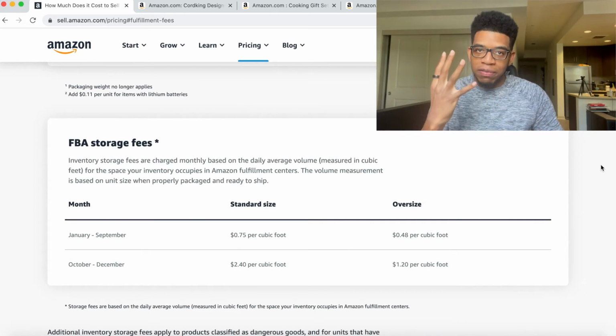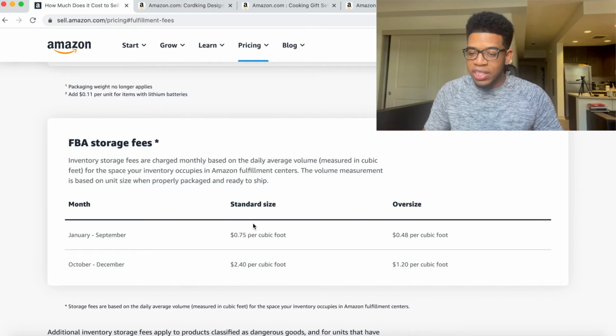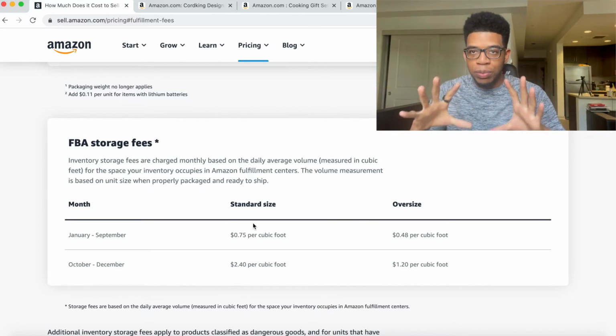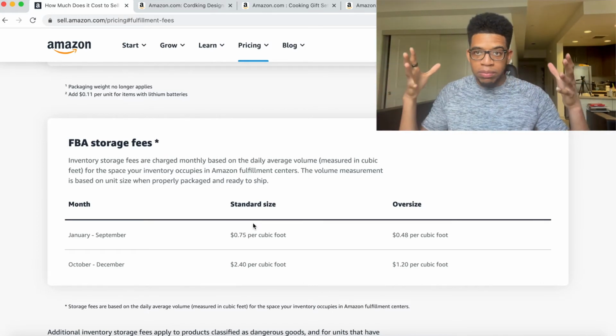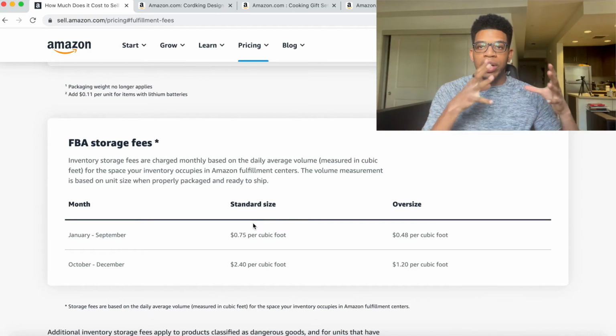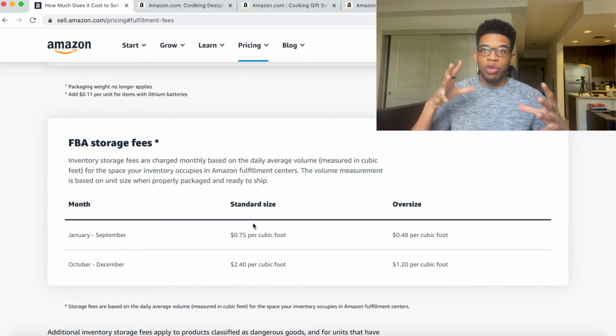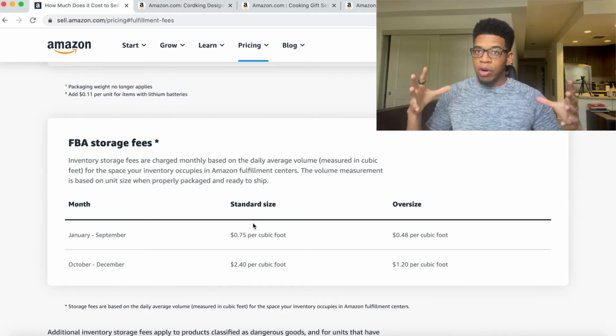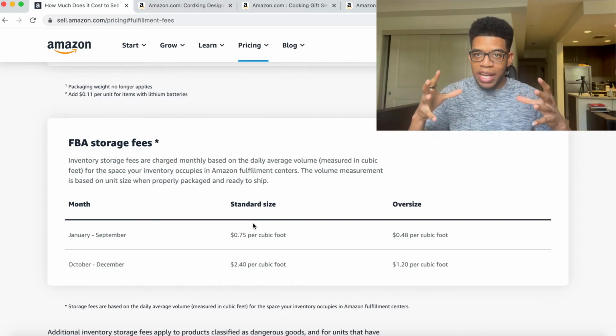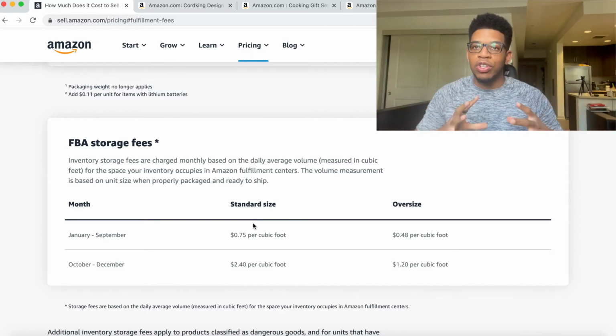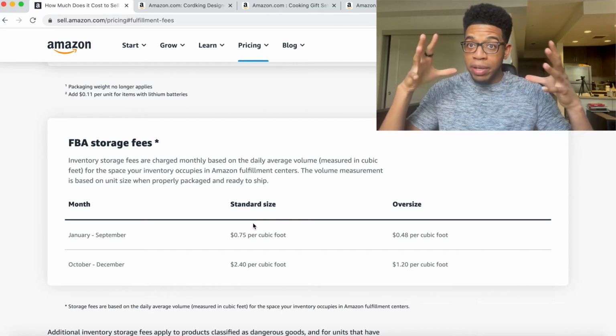Now, the last fee that you have to pay is the FBA storage fees. So the fourth and final fee, once again, is the FBA storage fees. And we can see right here, it's going to be based on the cubic foot amount that it takes up in Amazon's warehouse. So if you have a big, bulky product, the more cubic feet you take up, the less and less other products that Amazon can put in that fulfillment center. So they're going to be charging you based on how big and bulky your product is.